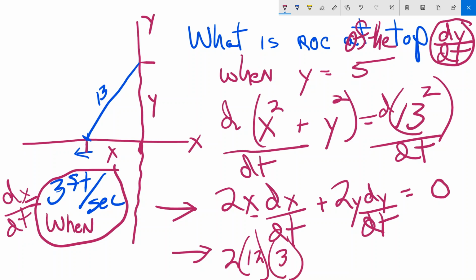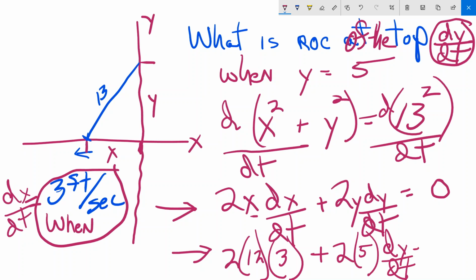If it were getting smaller, if the bottom of the ladder was moving towards the wall, it would be negative, whatever rate it was. Yes, sir. So the way you figure out whether it's positive or negative is based on whether the x is changing and getting bigger or getting smaller, and the same thing with the y. So what's y? Y is 5. And that's what we're trying to solve.